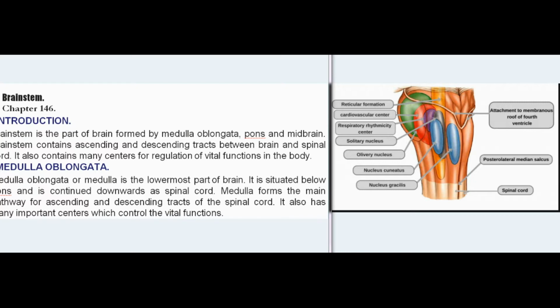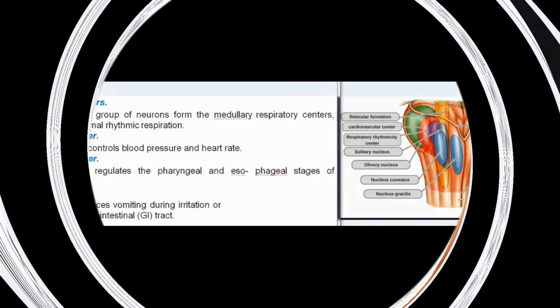Medulla oblongata. Medulla oblongata or medulla is the lowermost part of brain. It is situated below pons and is continued downwards as spinal cord. Medulla forms the main pathway for ascending and descending tracts of the spinal cord. It also has many important centers which control the vital functions.